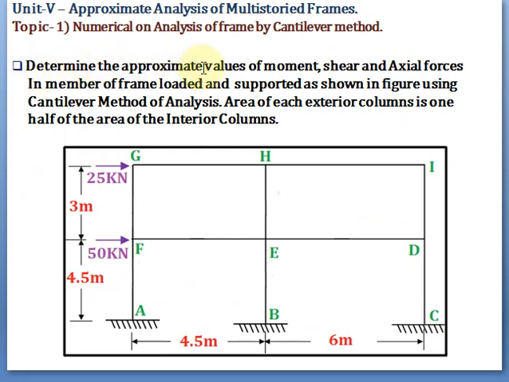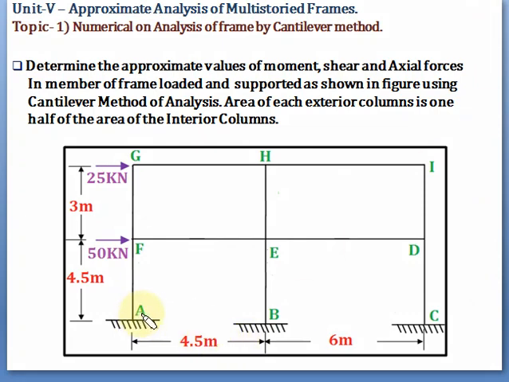Determine the approximate values of moment, shear and axial forces in the members of frames loaded and supported as shown in the figure using the cantilever method of analysis. The area of each exterior column is 1/2 of the area of the interior column. So this is the loaded frame shown in the figure, loaded and supported as shown.